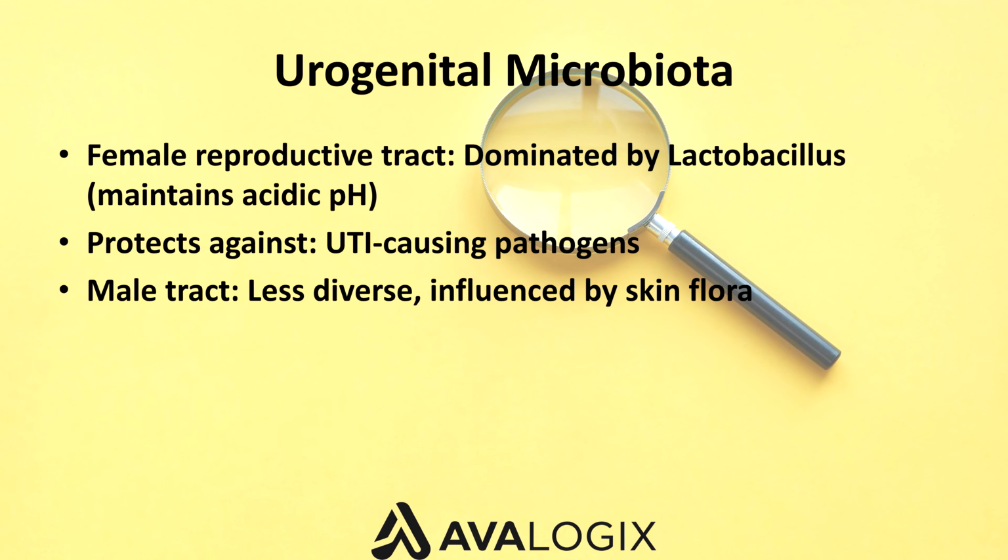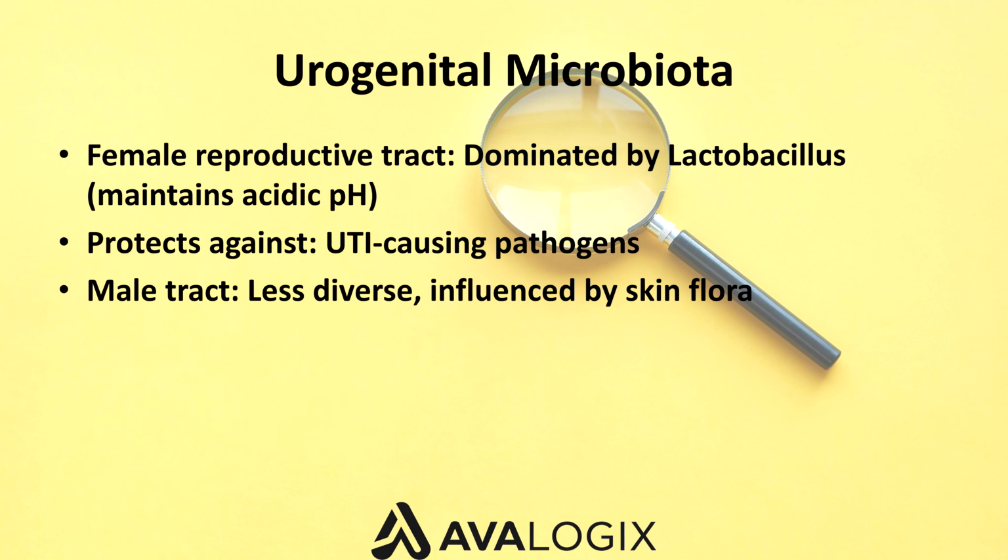Let's now look at the urogenital microbiota, with a special focus on the vaginal microbiome, which is one of the most well-defined and clinically important microbial communities in the body. In healthy, reproductive-age women, the vaginal microbiota is typically dominated by Lactobacillus species, especially L. crispatus, L. jensenii, and L. gasseri. These bacteria produce lactic acid, hydrogen peroxide, and bacteriocins, which help maintain a low vaginal pH, 3.5 to 4.5, creating a hostile environment for pathogenic microbes.